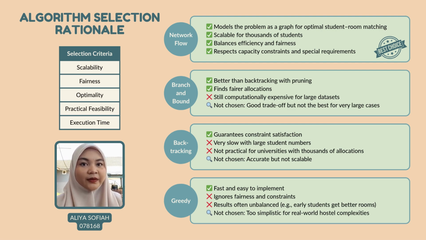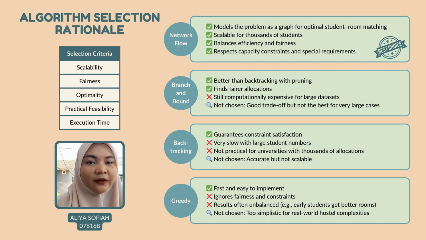To decide which algorithm best fits the hostel allocation problem, our group used 5 main criteria. First, scalability, as in can it handle a large number of students and rooms. Next, fairness, as in does it ensure students' preferences and special needs are respected. Optimality, in terms of whether the algorithm aims for the best possible allocation outcome. Practical feasibility, as in is it realistic to implement in a university environment. Next is execution time, by which can it produce results efficiently, especially under tight timelines.